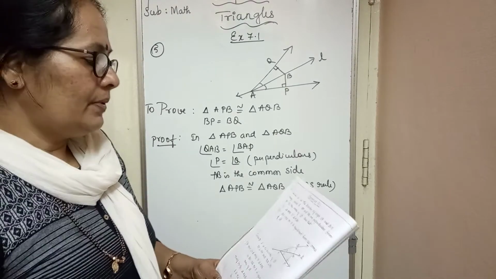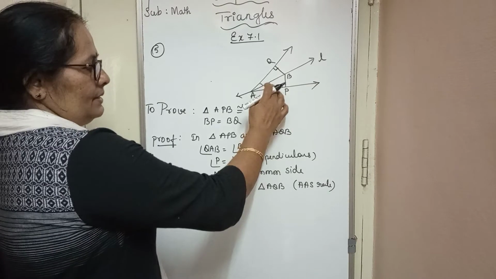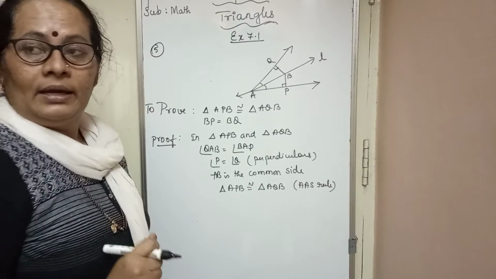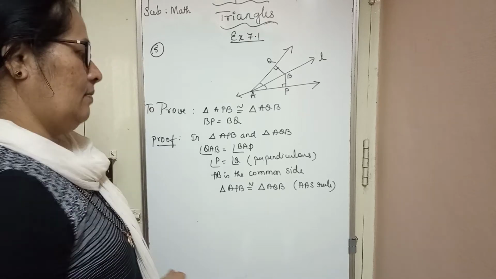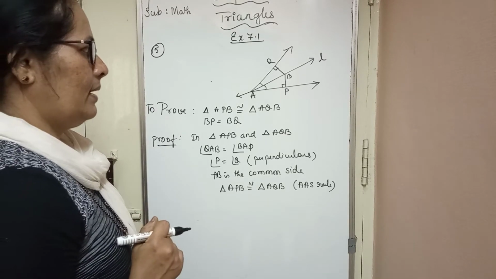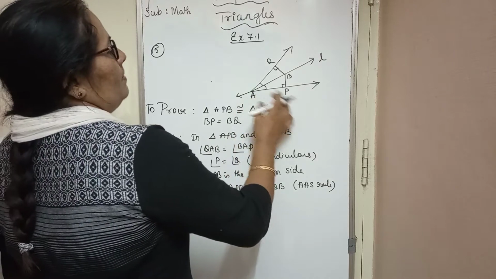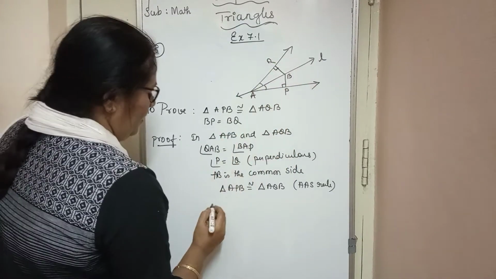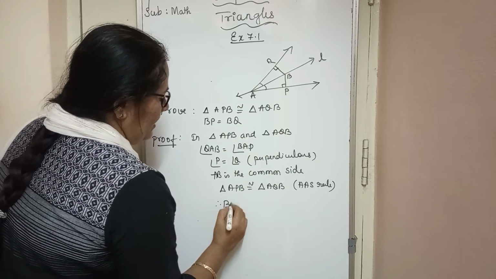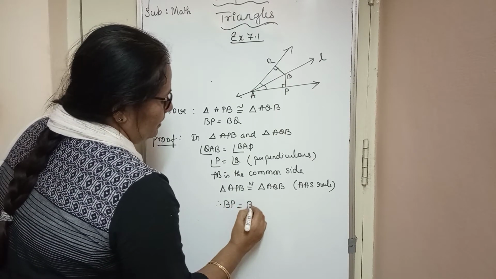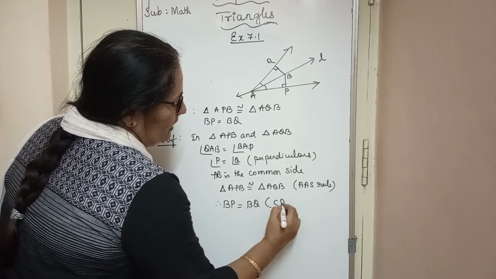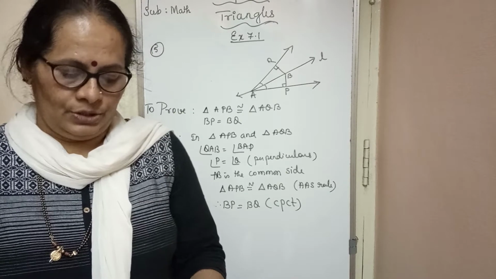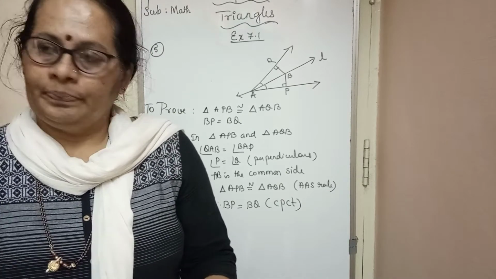Now, when the two triangles are congruent, then their corresponding parts are equal. So what are the corresponding parts? AP will be equal to AQ and BP will be equal to BQ. Therefore, BP equals BQ, by corresponding parts of congruent triangles. So both are equal.